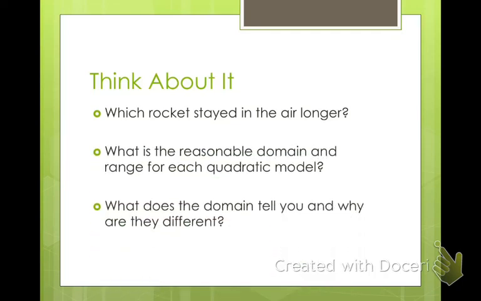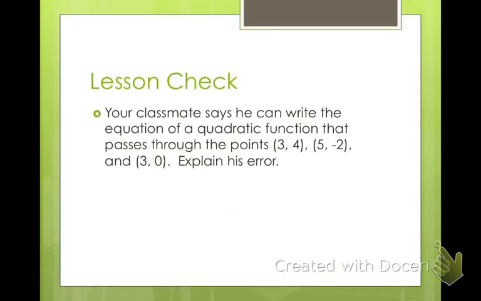Reasonable domain and range for quadratic models. For these, obviously our domain and range are going to have to be greater than 0, because we're not talking about negative height, unless you're talking about things falling into the earth. So the domain tells you your reasonable x values, and your range tells you your reasonable y values.